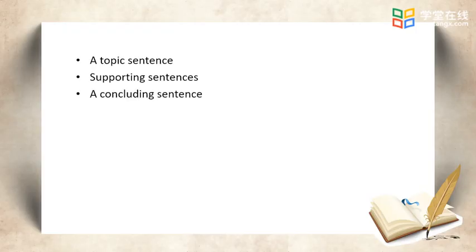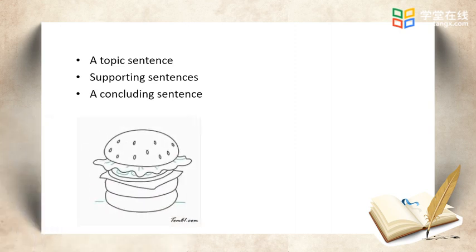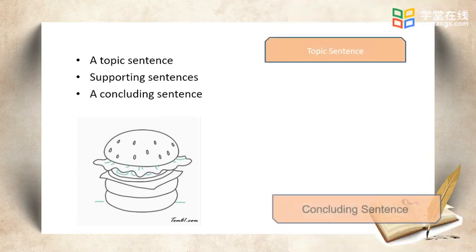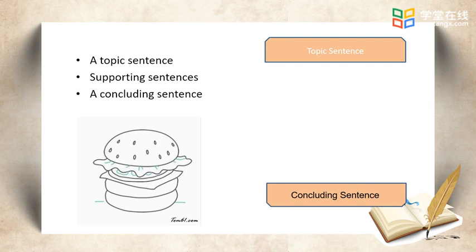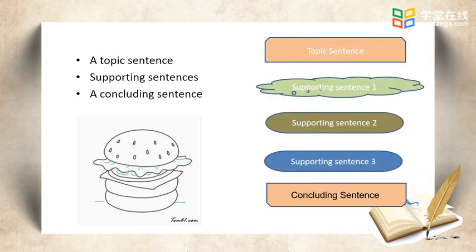An easy way to picture the structure of a paragraph is to think of a hamburger. A hamburger has two slices of bread: the topic sentence and the concluding sentence. The main part of the sandwich is the filling, the supporting sentences.